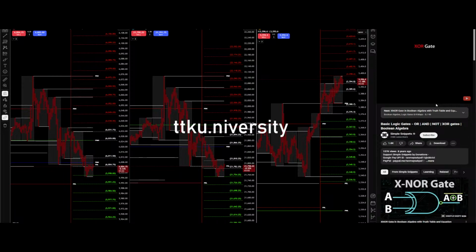Now let's have a look at the XOR gate. The XOR gate performs the logical XOR operation. This is a special gate wherein the output Y is high if an odd number of inputs are high, and the output Y is low if an even number of inputs are high. You'll understand this when we see the truth table.